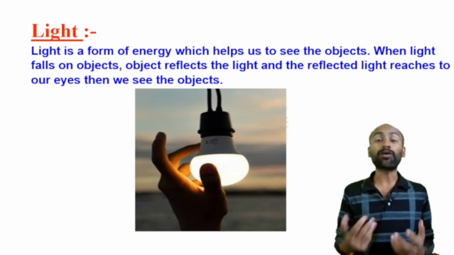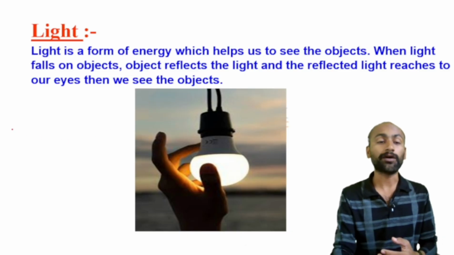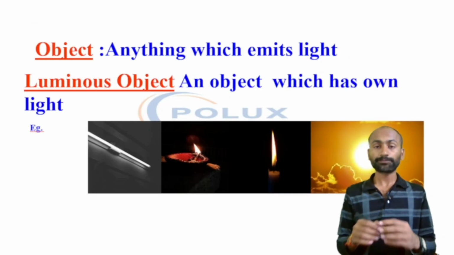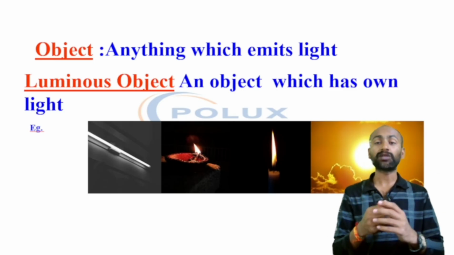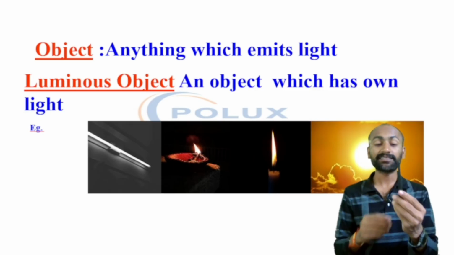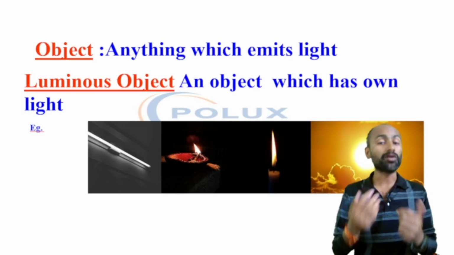So what is an object? The question arises, what is an object. Let me discuss about an object. Anything which emits light is an object. So there are two types of object. What are they? Luminous object and non-luminous object.